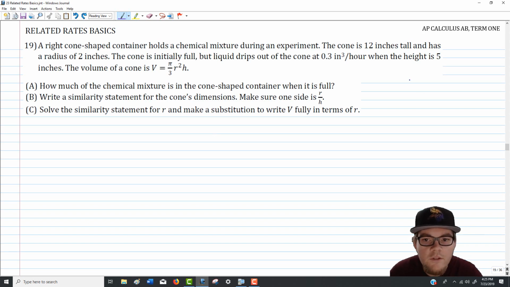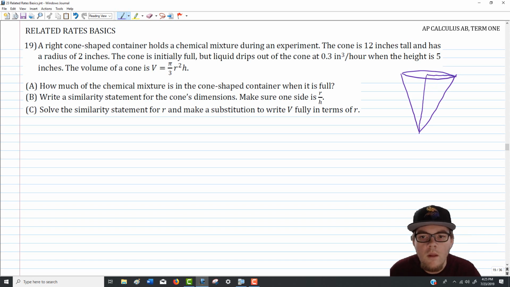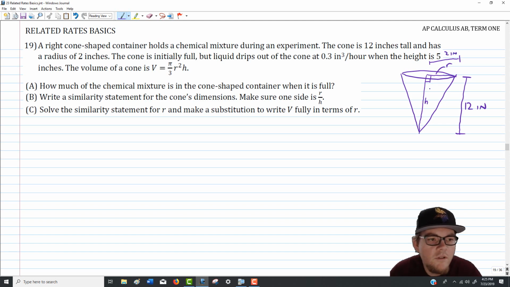Pretty standard stuff. So to help us here, I'm going to draw a picture of our cone first. Slanted a little more than I'd like it to, but there is our cone. Drawing that nice perpendicular area in there. Those are perpendicular to one another. That is our radius, and this is our height. So basically there is the cone itself. As far as information, they do tell us that the cone is 12 inches tall, and that the radius is 2 inches. I probably should have made this taller and thinner, but close enough. And of course they tell us our volume formula.